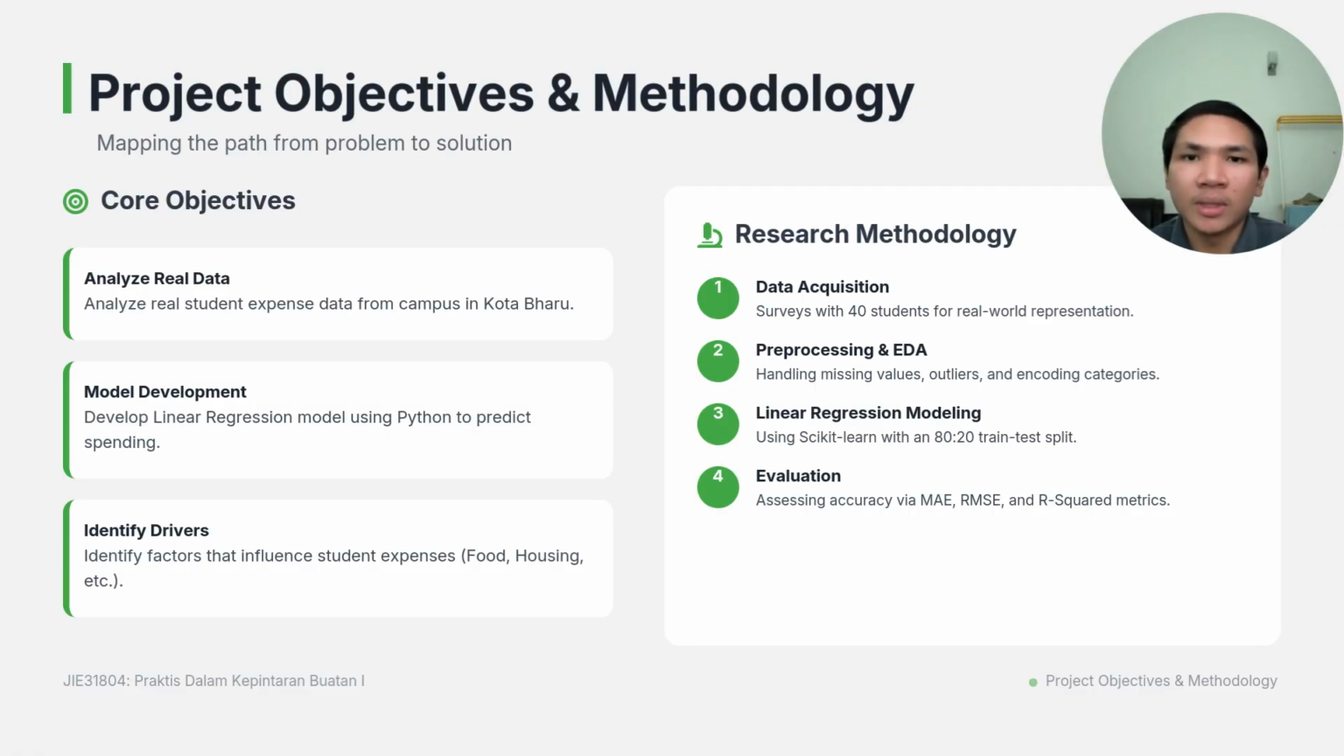Next slide, we will see the project objective and methodology. For our project, we had three main goals. The first one is to analyze the real student data. The second one is to develop a predictive model using Python. And the last one is to identify the primary drivers of spending. Our methodology followed a logical flow. Start with data acquisition, moving to pre-processing, then model training, and finally rigorous evaluation and the result.